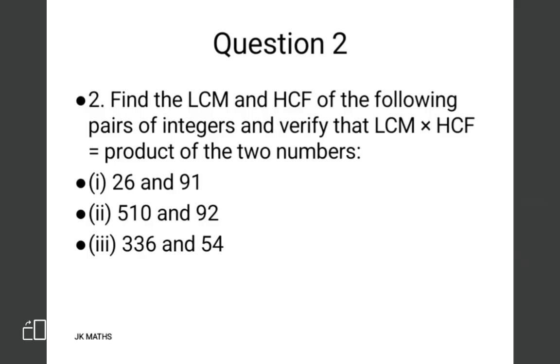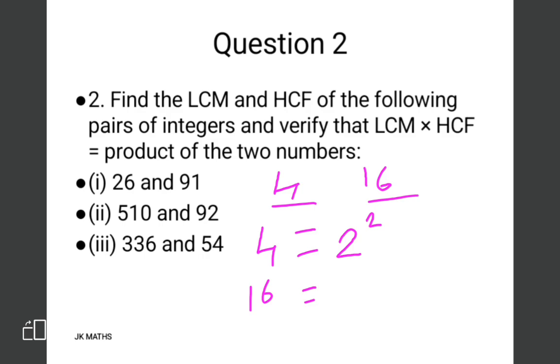Suppose we have two numbers, 4 and let's say 16. For 4 the prime factorization will be 2 square, right? For 16 the prime factorization will be 2 power 4. Am I right? Yeah, 2 power 4.